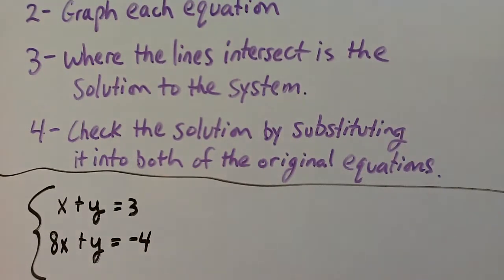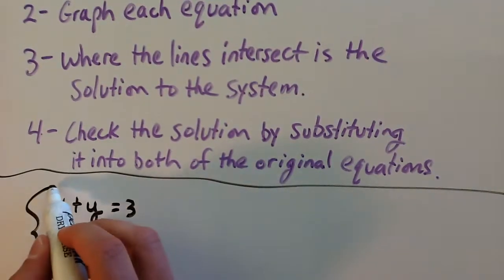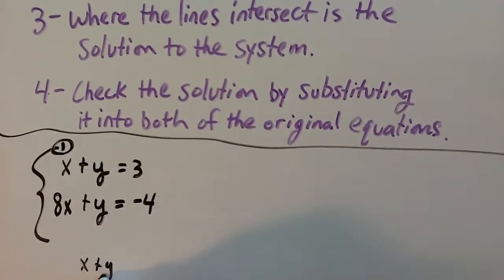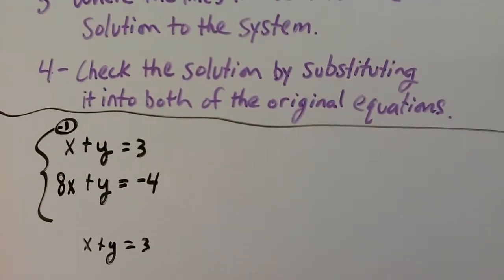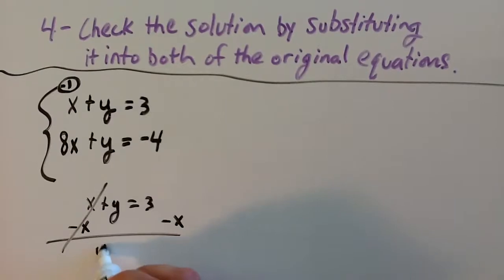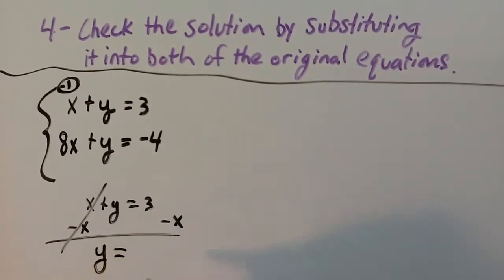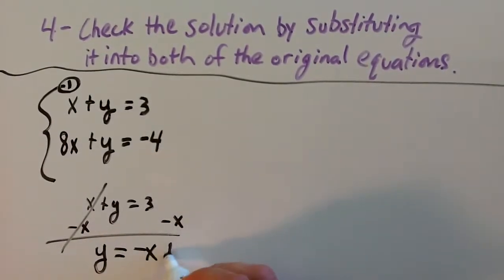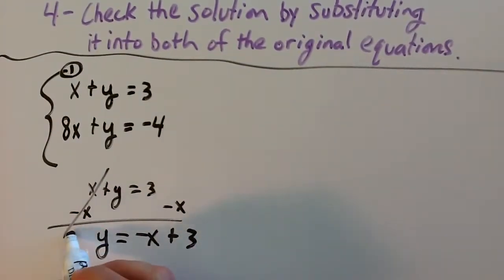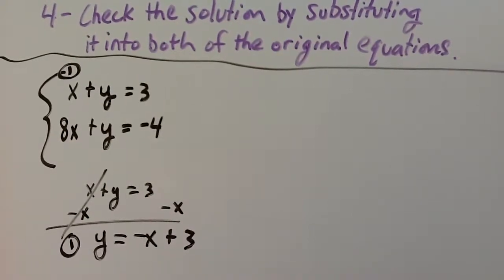Now, neither one of these equations is in slope-intercept form right now, and so the first thing we need to do is get each equation in slope-intercept form. So let's call this top equation equation number 1. That is x plus y equals 3. Let's solve for y so that it is in slope-intercept form. To do that, I'm going to move x to the other side. Those x's would cancel, and so I have y equals negative x plus 3. This is my first equation in slope-intercept form.